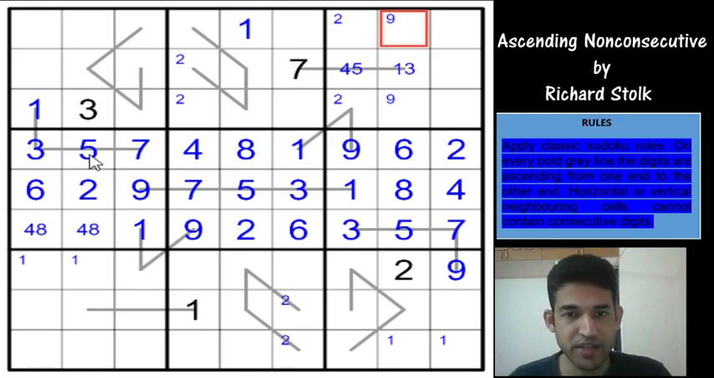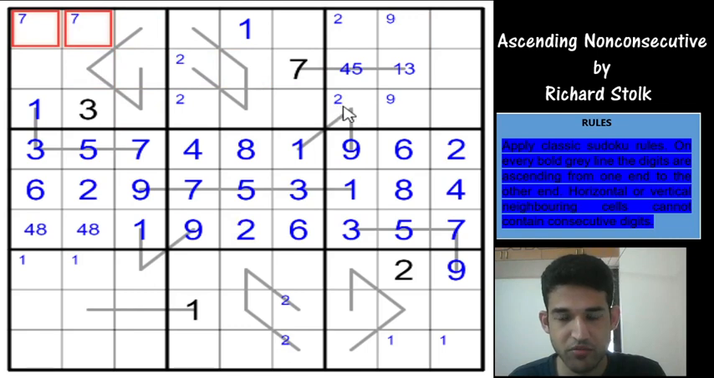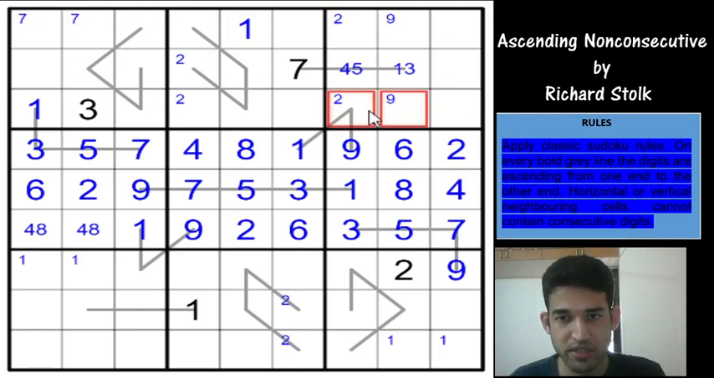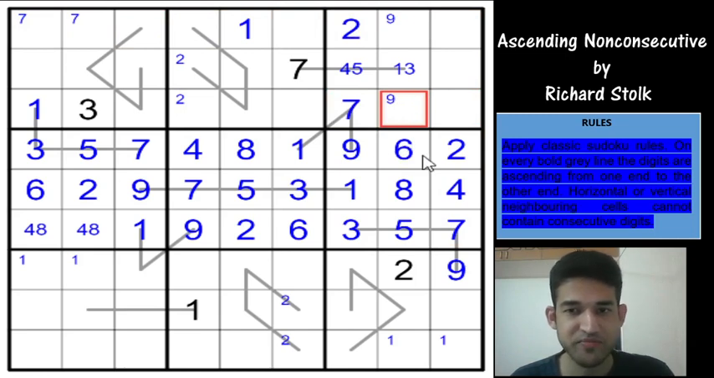This is interesting, guys. 7 cannot go here, 7 cannot go here, so 7 has to go here. So we are getting a lot of small pencil marks. 7 is not in column 9, 7 is not in row 1, 7 goes here, and this 6 removes the 7 from this cell, so that has to be 7. 2 gets pushed here. A fun Sudoku, guys, really fun.